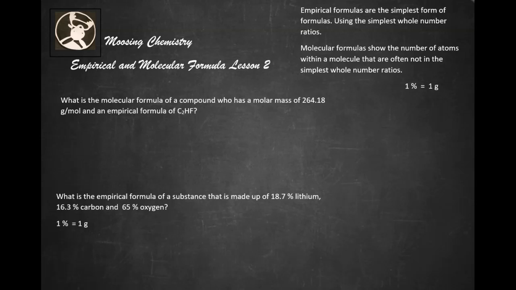This is Empirical Molecular Formula lesson number 2. Remember that empirical formulas are the simplest forms of formulas using the simplest whole number ratio. Molecular formulas show the number of atoms within a molecule that are often not in simplest whole number ratio. And it's also important to remember that 1% of something is equal to 1 gram.